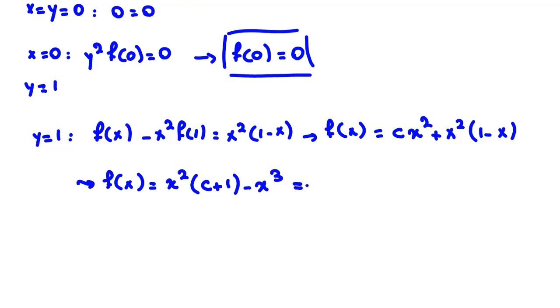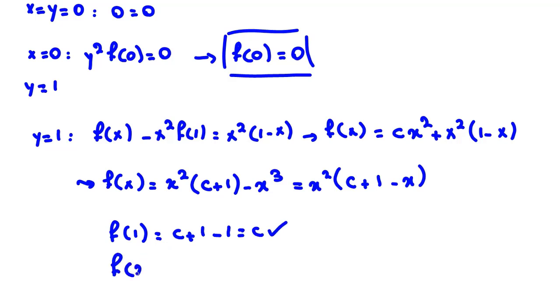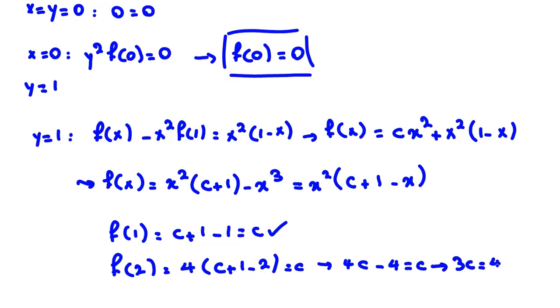Okay. Here we can say it is equal to x squared times c plus 1 minus x. Now we want to find c. We know f of 1 equals c. So if we replace x with 1, it will be c plus 1 minus 1 equals c, which is correct. f of 2 also equals c, so it will be 4 times c plus 1 minus 2 equals c. So we can say 4c minus 4 equals c. So 3c equals 4, so c equals 4 over 3.